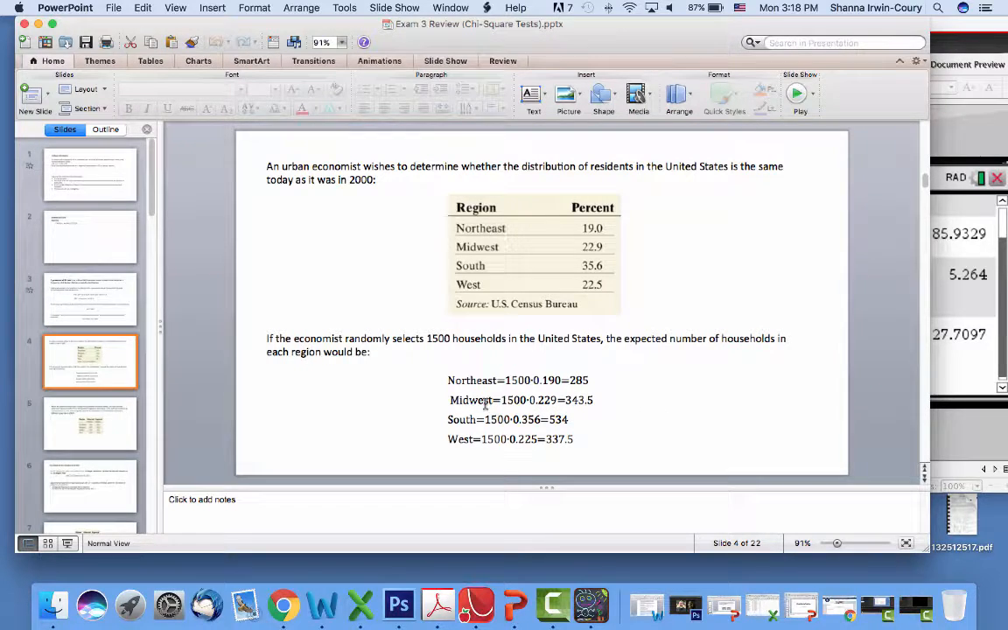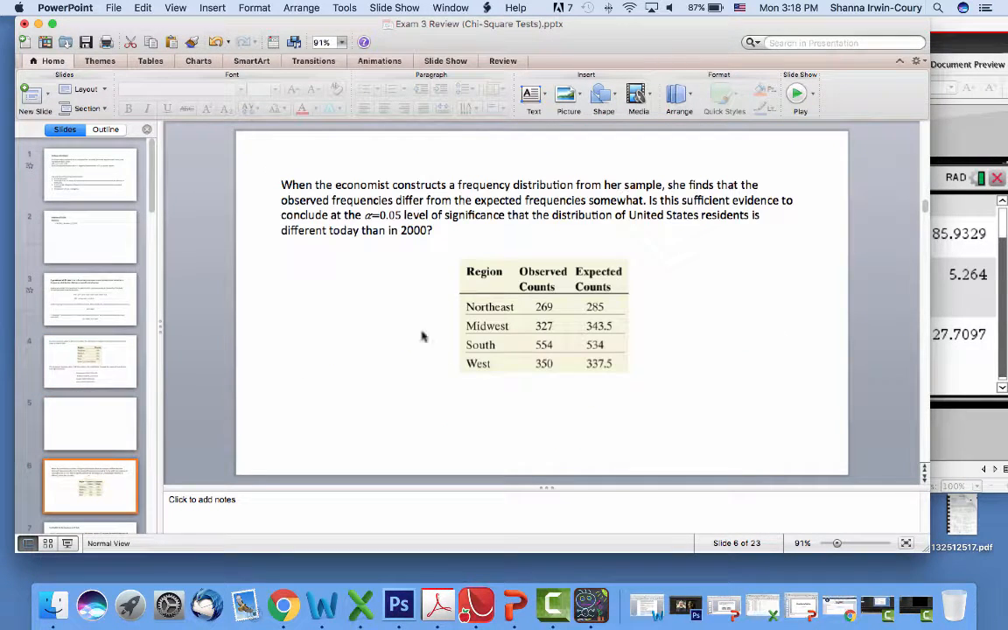22.9% we expect to be in the Midwest. So 22.9% of 1,500 is 343.5. In the South, 35.6%. So this is where we get our expected values. Then we compare our expected counts and our observed counts. Here's what we just calculated, based on seeing if it's the same as 2000. And these are what he actually counted up when he went and checked the households. He's chosen a significance level of 0.05.